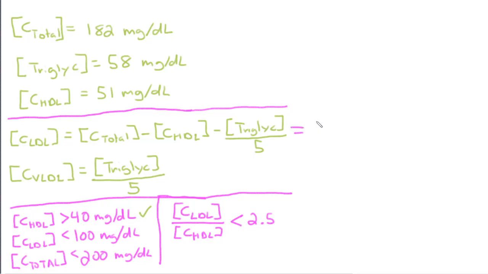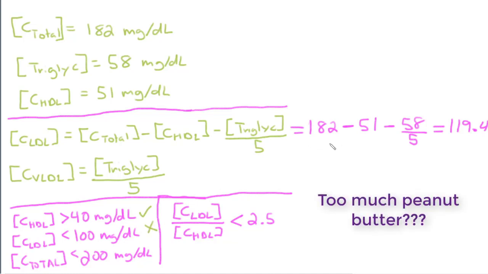So our cholesterol concentration from LDL is going to be equal to our total cholesterol concentration, which was 182 milligrams per deciliter, minus our HDL concentration, which is 51, minus triglyceride concentration, divided by 5. So pulling out my calculator, I get 119.4. So that means I am not healthy.